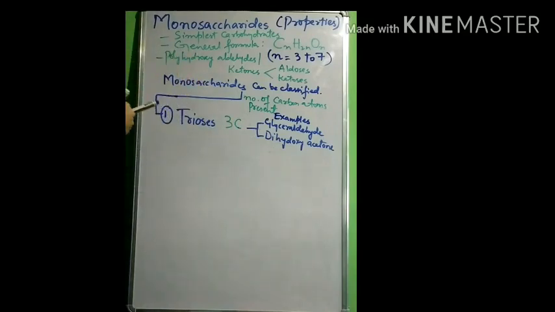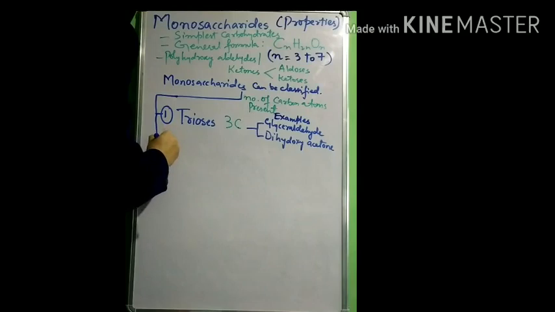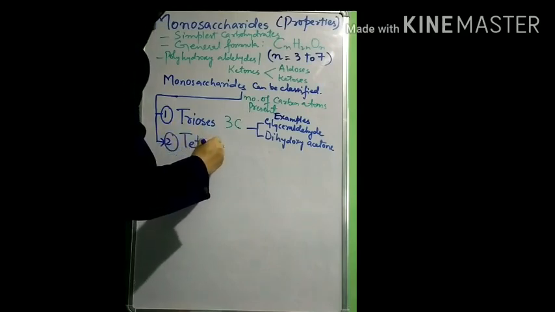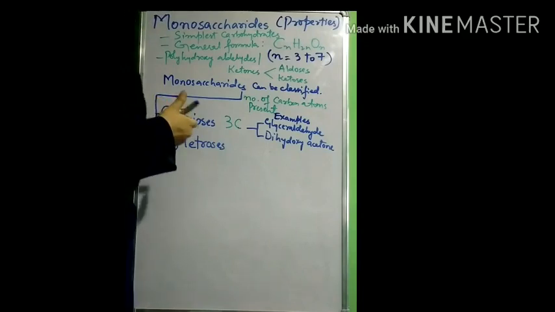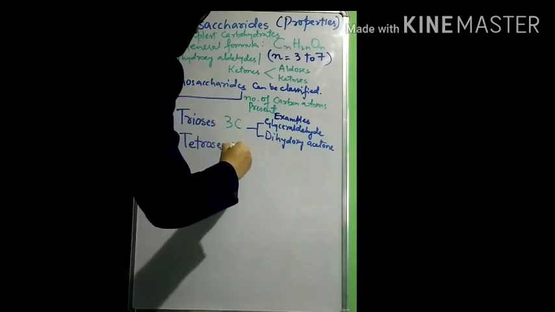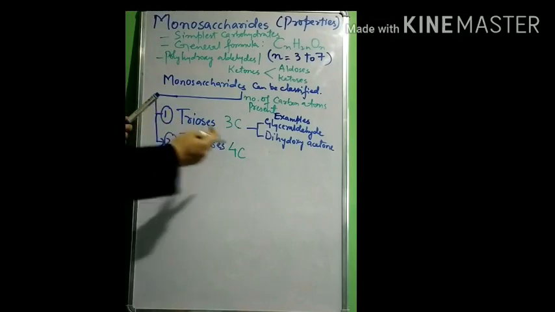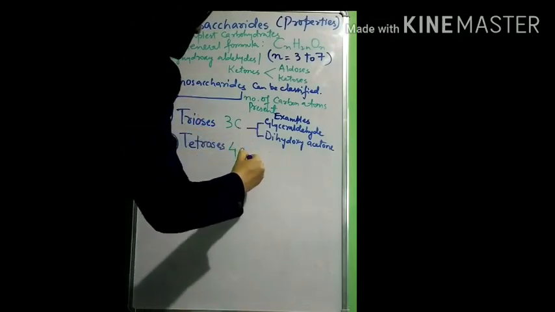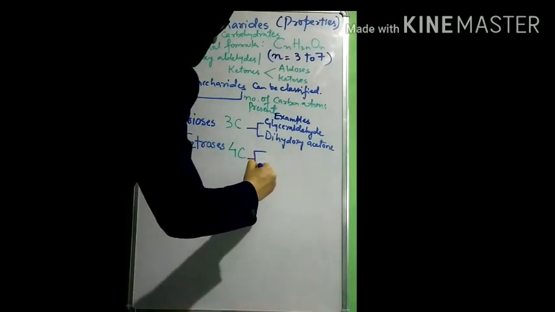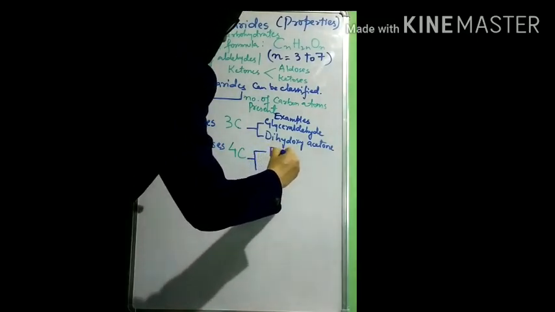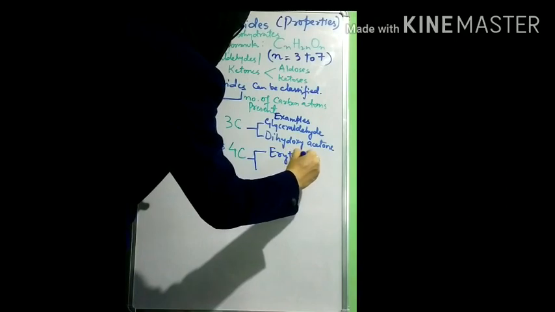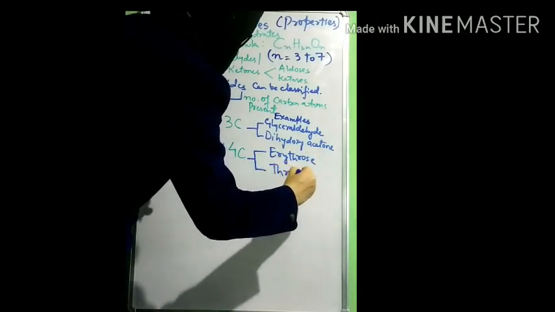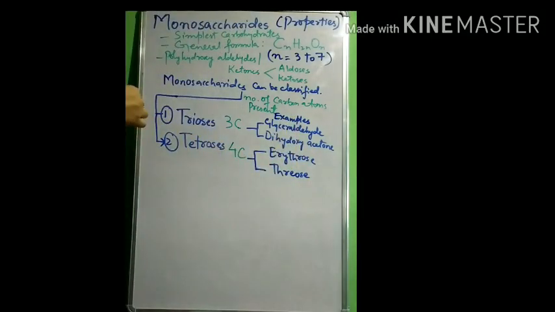Now let us understand further. The second type, as you can guess, is tetroses. Why tetroses? Because they have 4 carbon atoms. That's why the nomenclature is tetroses. As far as examples are concerned, I'll give you 2. One is erythrose. Another is threose. So you got 2 examples for tetroses.